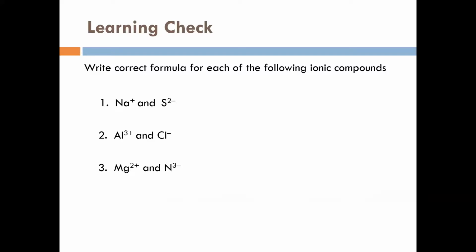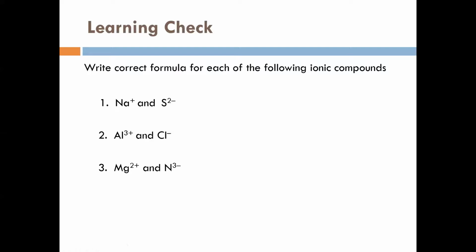So it'll be Na₂S. If we're looking at aluminum chloride, Al³⁺ and Cl⁻, in this case aluminum has a +3 charge and chloride has a -1. This means I need to have 3 chlorines for every one aluminum. So our formula will be AlCl₃. So there'd be 3 of these.